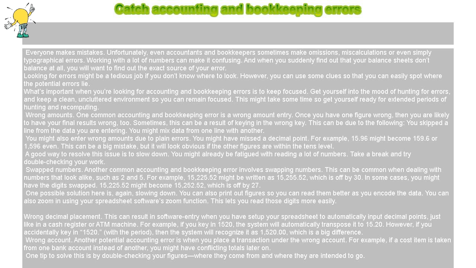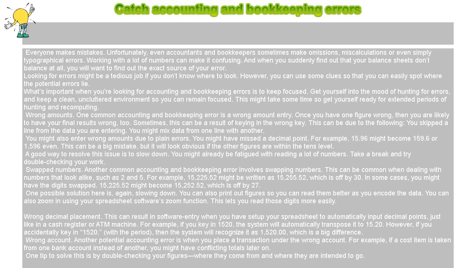What's important when you're looking for accounting and bookkeeping errors is to keep focused. Get yourself into the mood of hunting for errors, and keep a clean, uncluttered environment so you can remain focused. This might take some time, so get yourself ready for extended periods of hunting and recomputing.